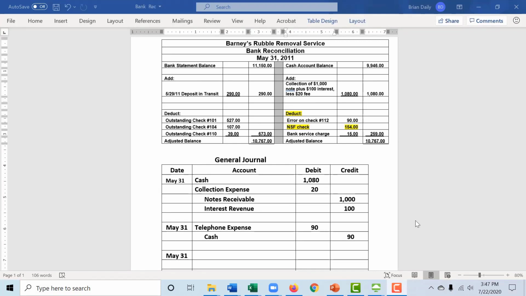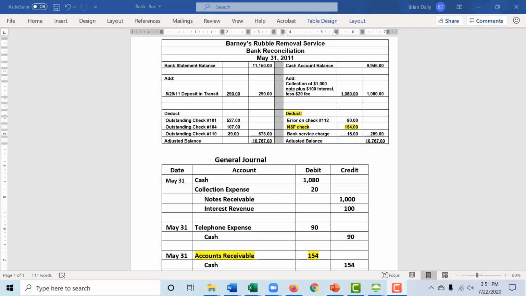Our next adjustment deals with the NSF check that the company received from its customer. Since this adjustment is listed as a deduction from the cash account balance, we need to credit cash in the journal entry to decrease it. We also need to show that the customer who gave the company this NSF check still owes the company since the funds were never transferred. We need to increase the accounts receivable account by debiting it.